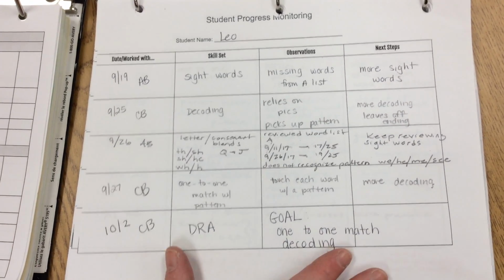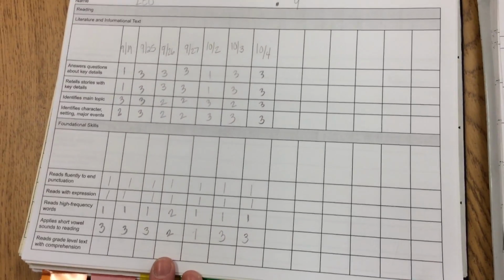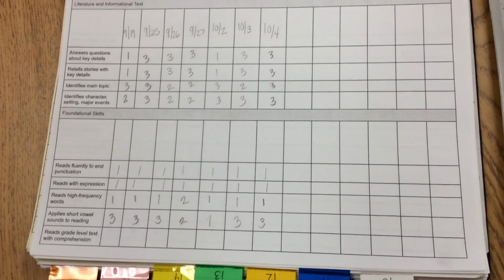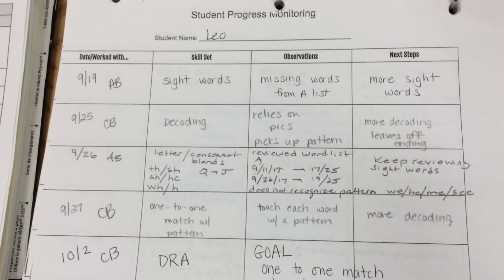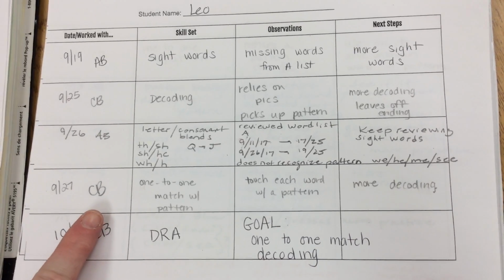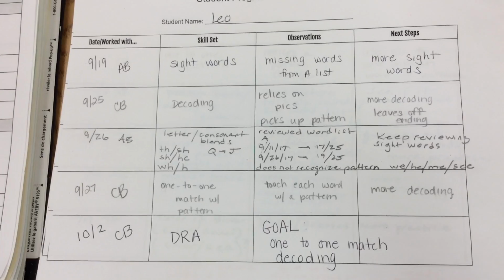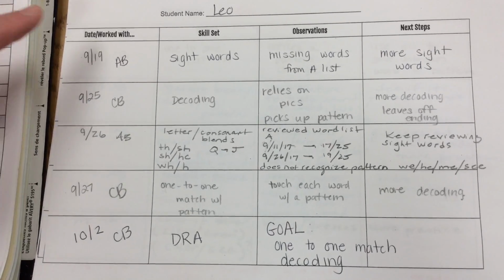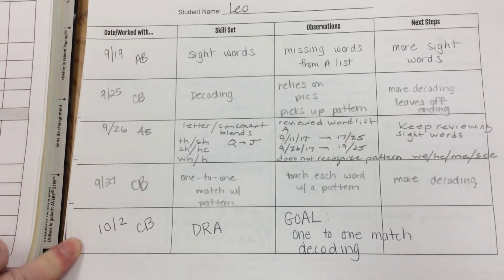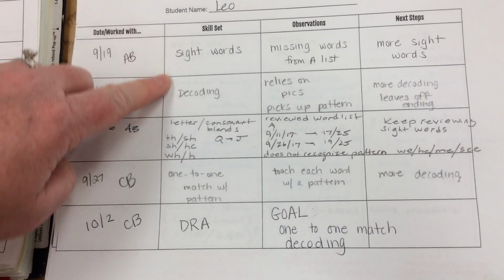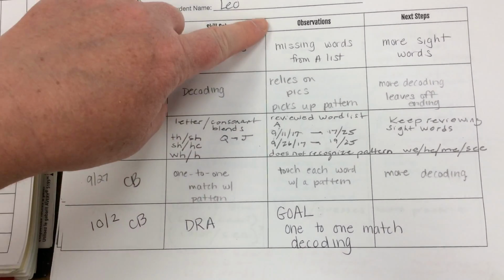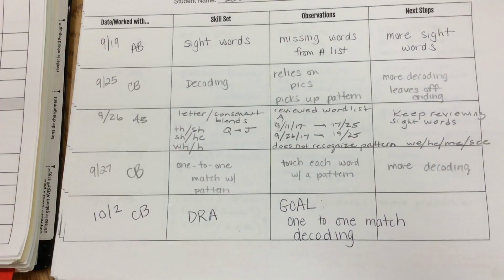So I have my reading conference notebook, and then I have my grade book, which has all of the standards that are listed on the report card for that marking period. In the notebook, if I met with the student, I mark it with a CB for me. If the teaching assistant met with the student, she marks it with an AB for her. I mark the date that I worked with each student, what we were working on in that meeting, what I observed, and what I'm going to do next.